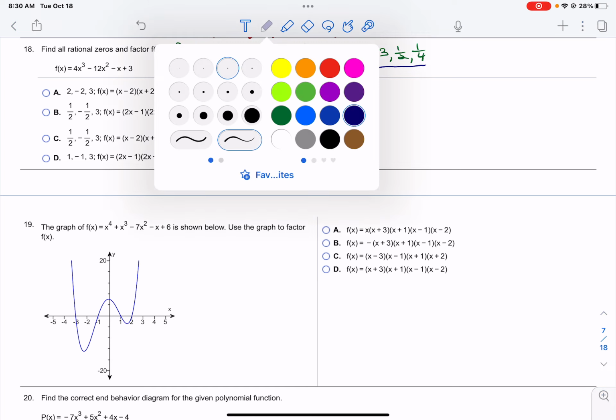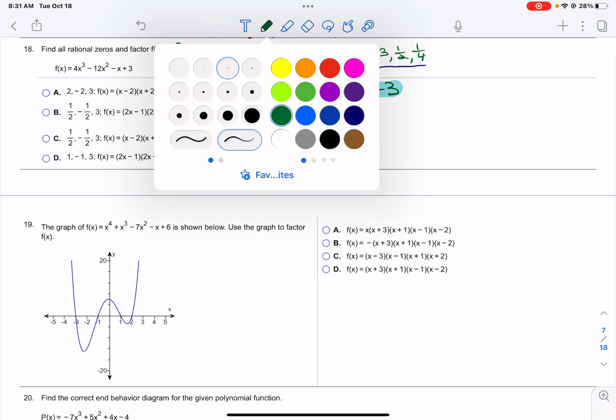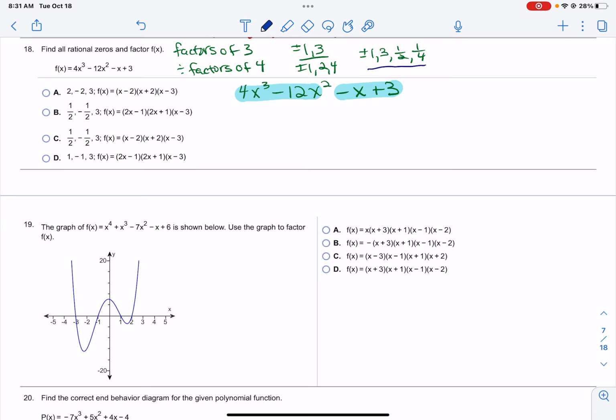But I noticed something when looking at this problem, that it appears that it can be factored by grouping. So I'm going to rewrite the polynomial and look at the first two terms and the last two terms and see if I have a common factor. What you can factor out of the first two terms is 4x squared, and you'll be left with an x minus 3. For the last two terms, since we have a minus x and a plus 3, I can actually factor out a minus 1, and the result is x minus 3.